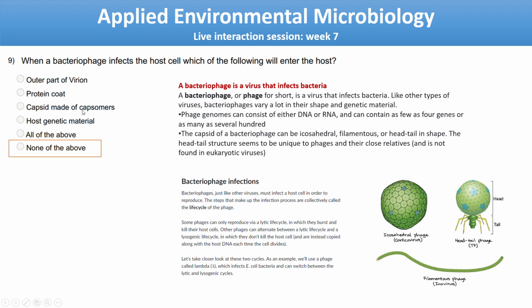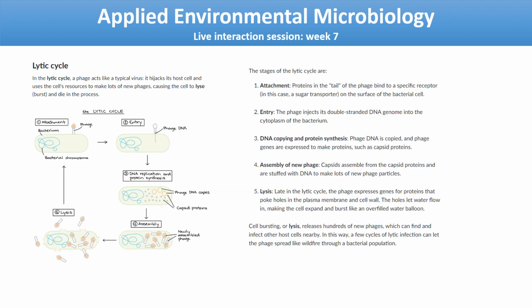But over here, nowhere in the options was genetic material written. The outer part of the virion is drawn. Protein coat is not the correct answer. Capsid is also not correct, because all these are the outer coat of the virus, which does not go in. Host genetic material is again wrong, because that is already present in the host. So if this was viral genetic material, then this option would have been correct.